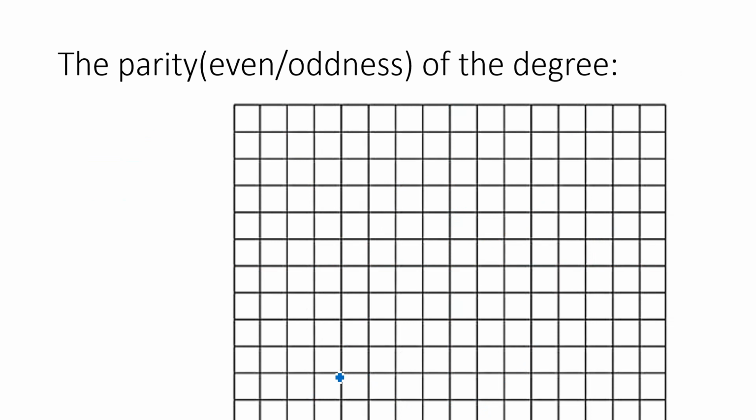Alright, so parity, the evenness or oddness of the degree, is actually going to tell you how the ends behave.